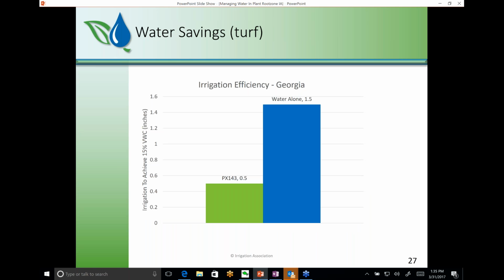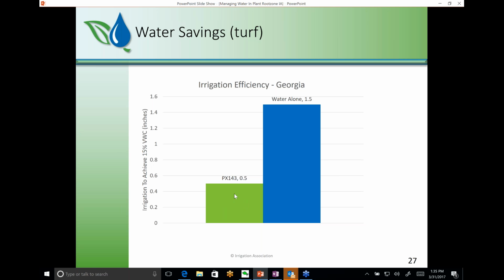So if you look at some work that was done at University of Georgia, what Dr. Karnak was looking for here was irrigation efficiency. And what he knew is that he had to maintain turf at a 15% volumetric water content to prevent the turf from going under stress. So what he wanted to do is to see when it went below 15%, how much water was needed to get it back above 15% volumetric water content.